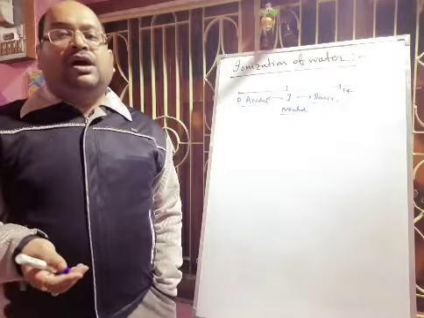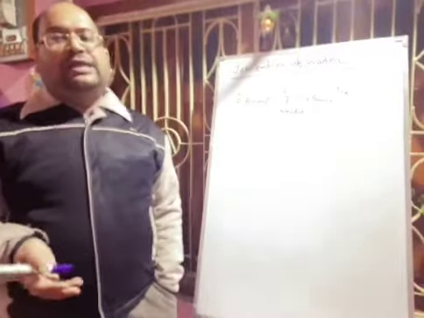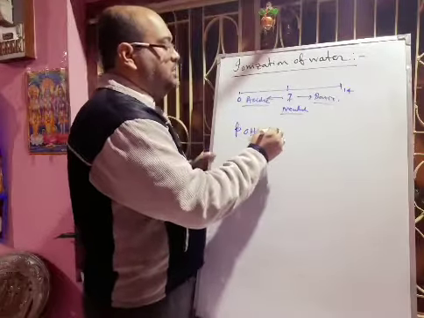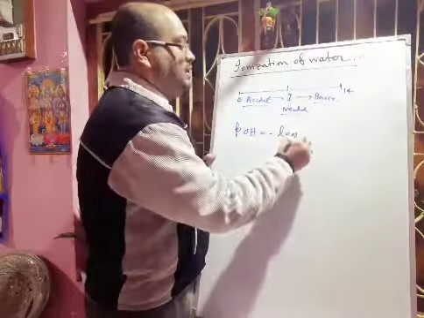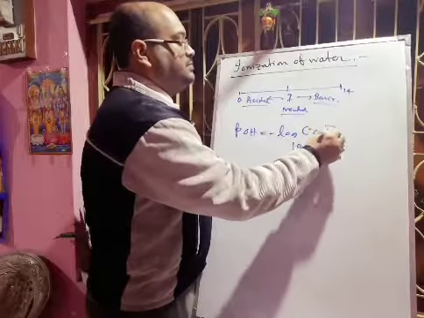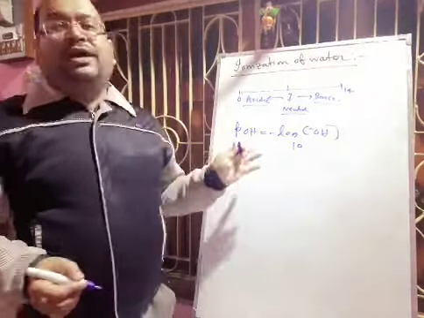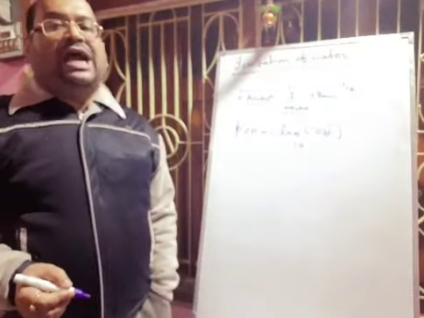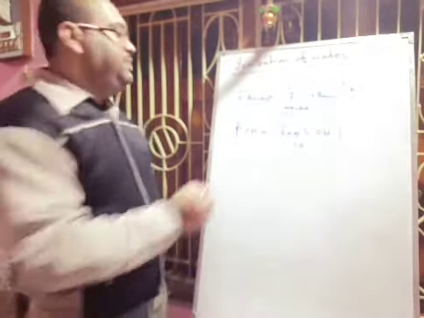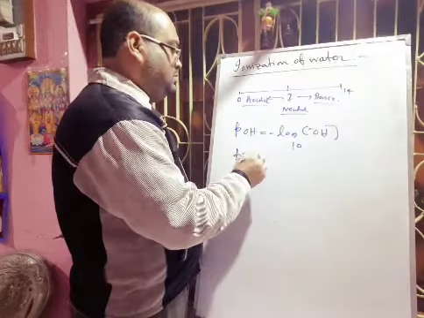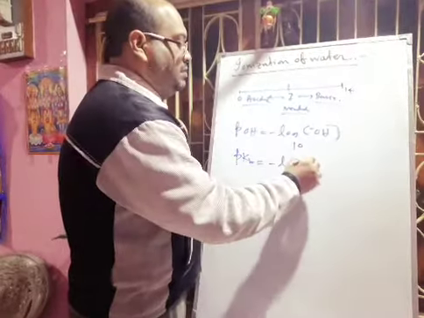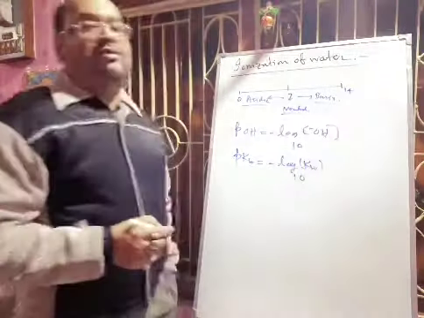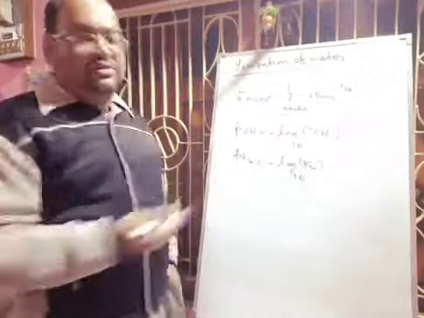Now another thing we can write is pOH. pOH is equal to, in the same way as we are writing this, minus log base 10 of the concentration of OH minus. So this is the pOH, and we can also write pKw. pKw is equal to minus log base 10 of Kw. That is the pKw.